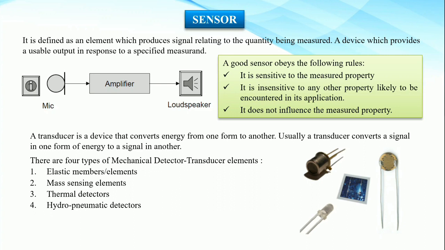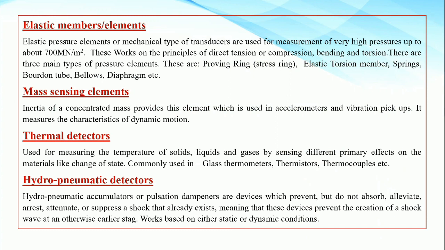Now in case of mechanical detector, various mechanical detector transducer elements may be discussed, but we are going to discuss only the main 4. Number 1, elastic members or elements. Elastic members work only on the principle of direct tension or compression, bending and torsion. These are invariably used to change the force into displacement.